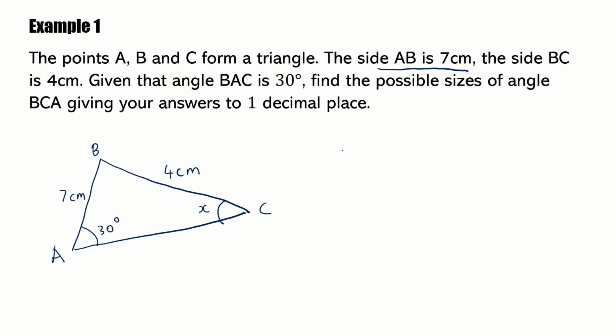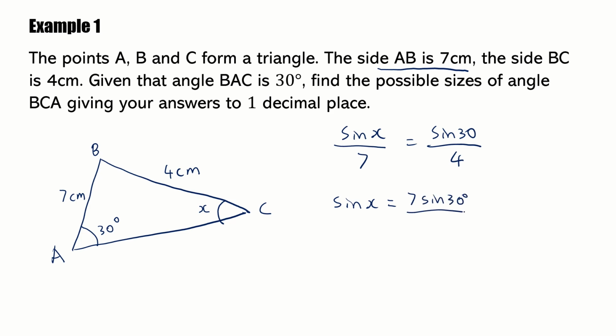And so therefore, setting up the sine rule, we know that sine of x divided by 7 has got to equal sine of 30 degrees divided by 4. So therefore, with a bit of rearrangement, we come across the fact that sine of x must equal 7 sine 30 degrees divided by 4.